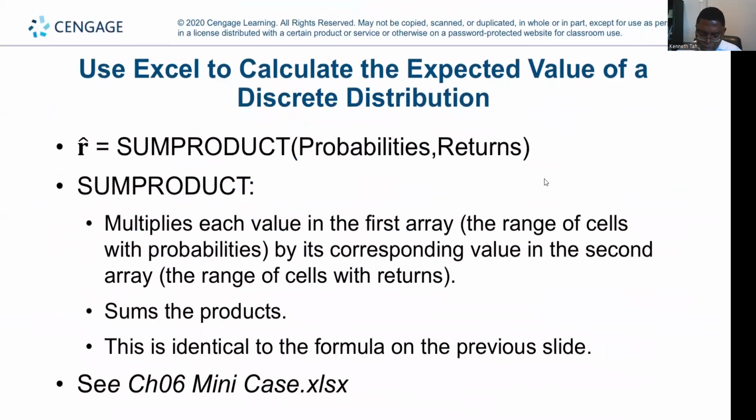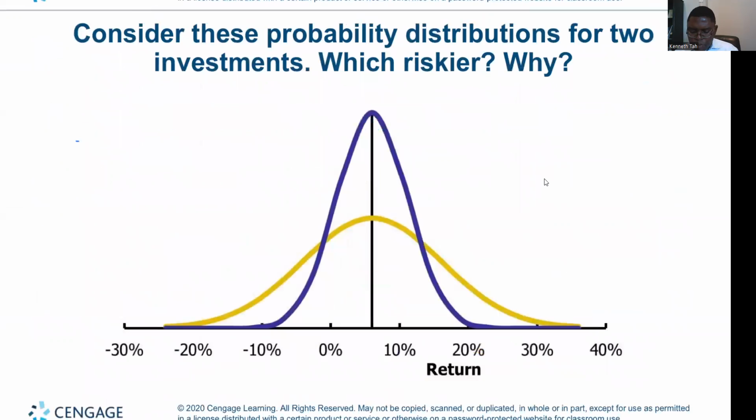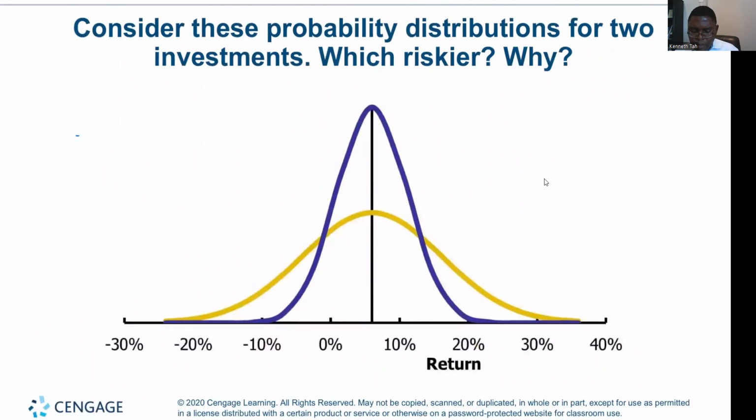We can do this also using Excel, where we just go to Excel, take equal, the SUMPRODUCT, and then we drag in the probabilities and returns and press enter, and that is going to generate the correct answer for us.